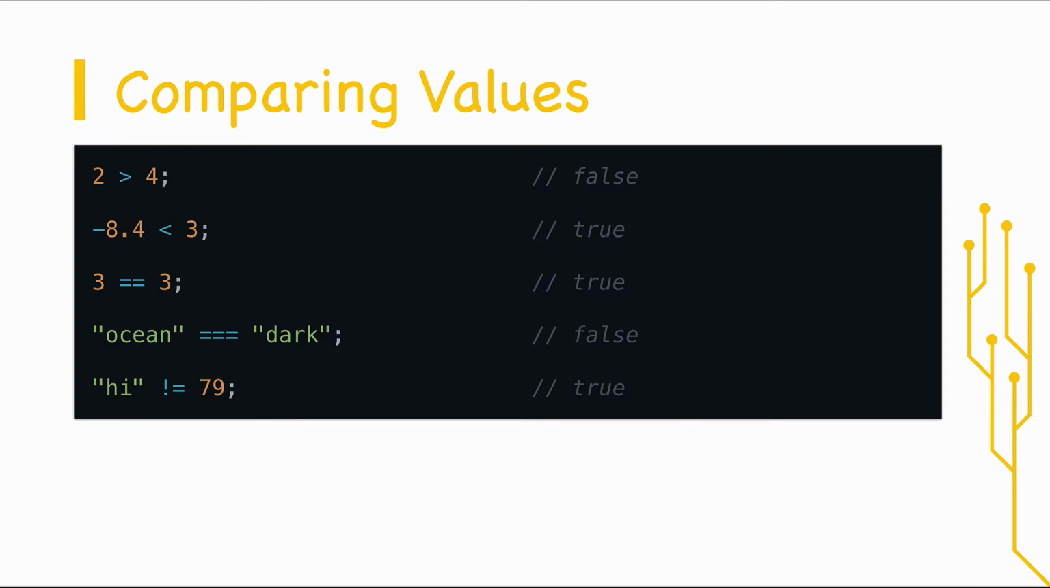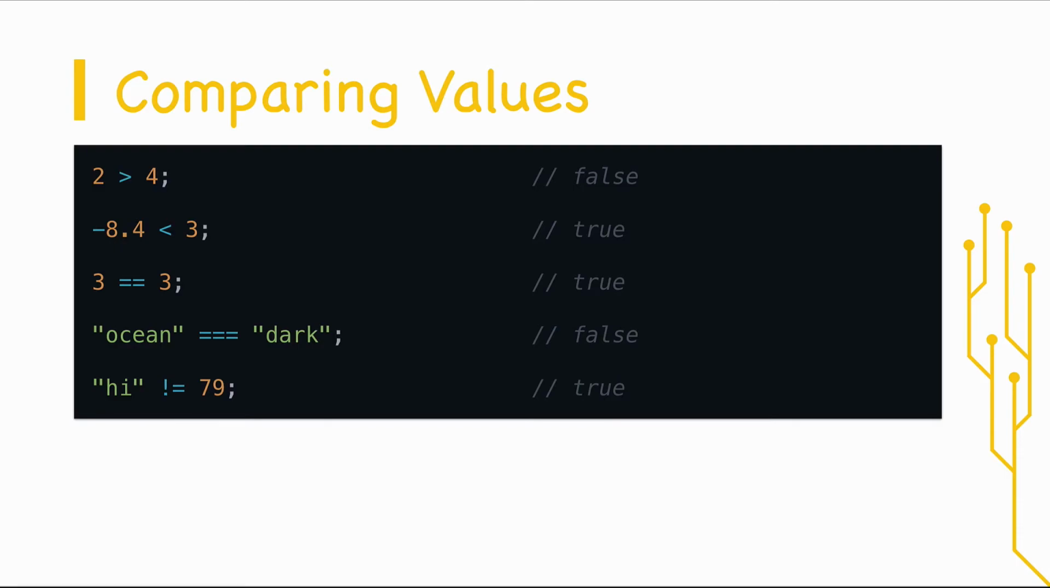Another comparison operator is the inequality operator, which you can write by typing in an exclamation symbol and then an equal sign. And this operator, called the inequality operator, is the exact opposite of the equality operator. The equality operator will return true if the two values are the same or equal, and it will return false if the two values are not equal. The inequality operator is the exact opposite. It returns true if the two values are not the same, and it returns false if the two values are indeed the same.